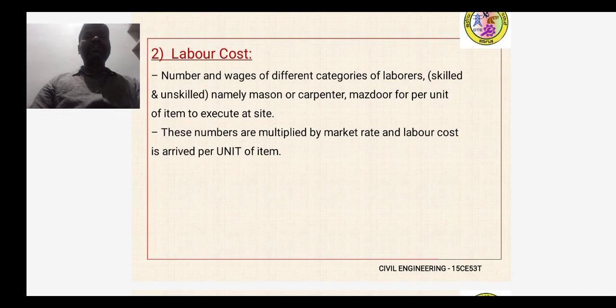The second one is labor cost. Number and wages of different categories of labor, skilled and unskilled, namely mason or carpenter, mazdoor, for per unit of item to execute at site. These numbers are multiplied by the market rate and the labor cost is arrived at per unit of item.